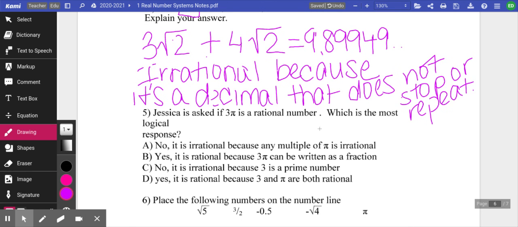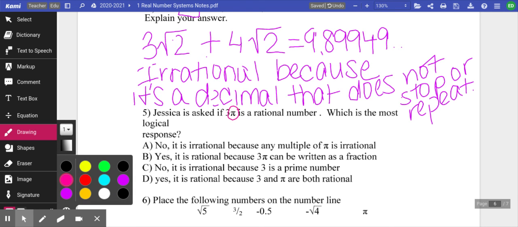Number 5 is multiple choice. Jessica is asked if 3 pi is a rational number. What's the most logical response? Well, as soon as we see that number or symbol pi, pi is always irrational, not rational. So the first thing we're going to eliminate here is anything that says that it's rational, because it's not. So choice B says it's rational, which is so untrue, and so does D. It's not rational, it's irrational.